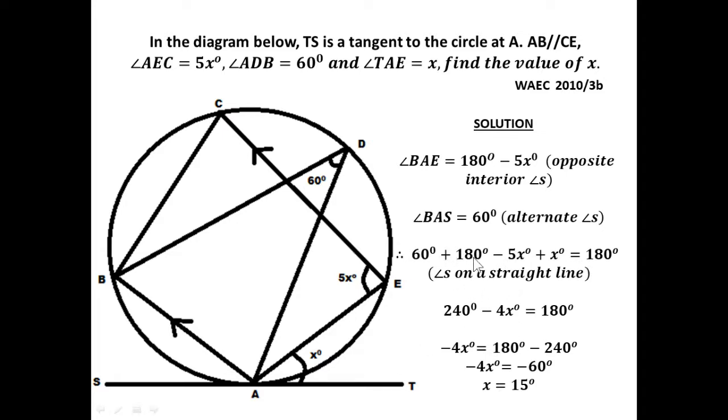If you sum these, that gives us 240 minus 5x plus x, which is minus 4x, equals 180. Then collect like terms: minus 4x equals 180 minus 240, that gives us minus 60. Then minus 4x equals minus 60, so x equals 15 degrees. So our x is 15 degrees.